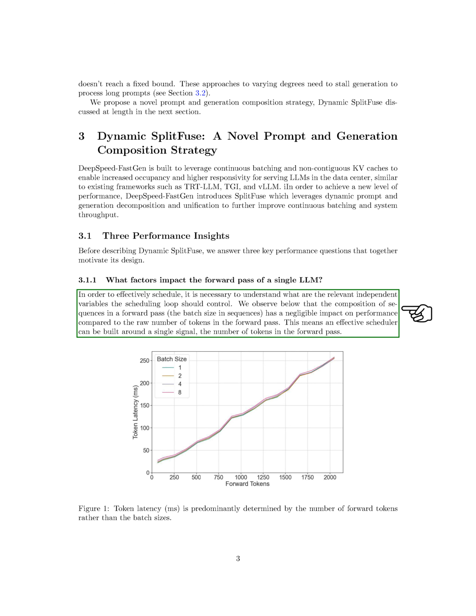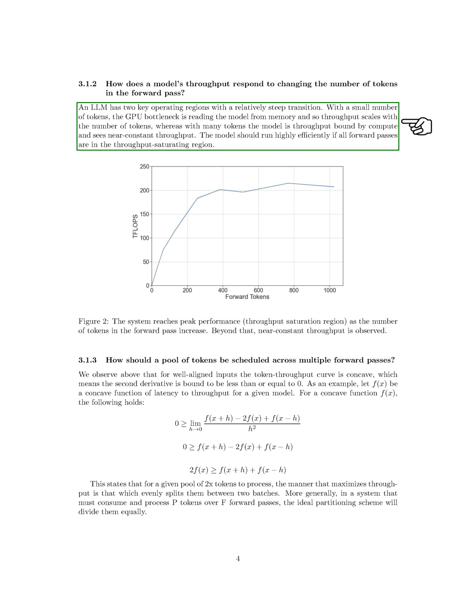Secondly, how does changing the number of tokens in the forward pass affect a model's throughput? An LLM operates in two main regions, with a sharp transition between them. When there are few tokens, the GPU's main challenge is reading the model from memory, so throughput scales with the number of tokens.